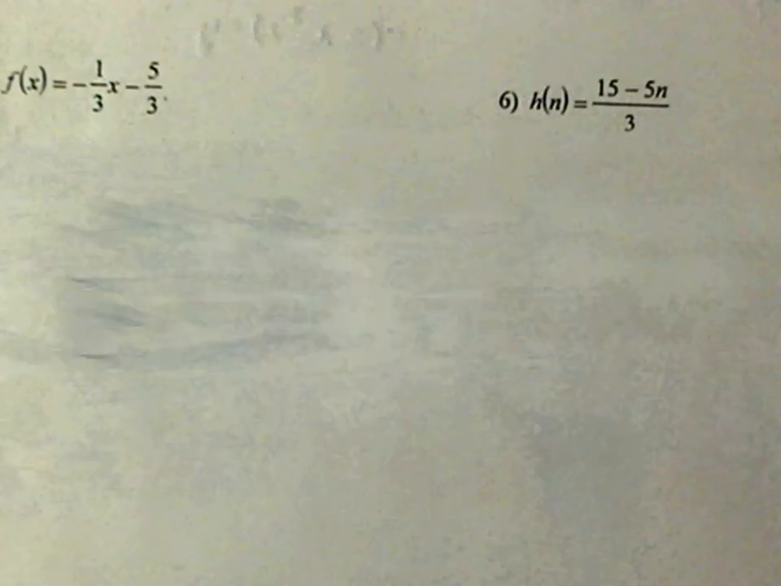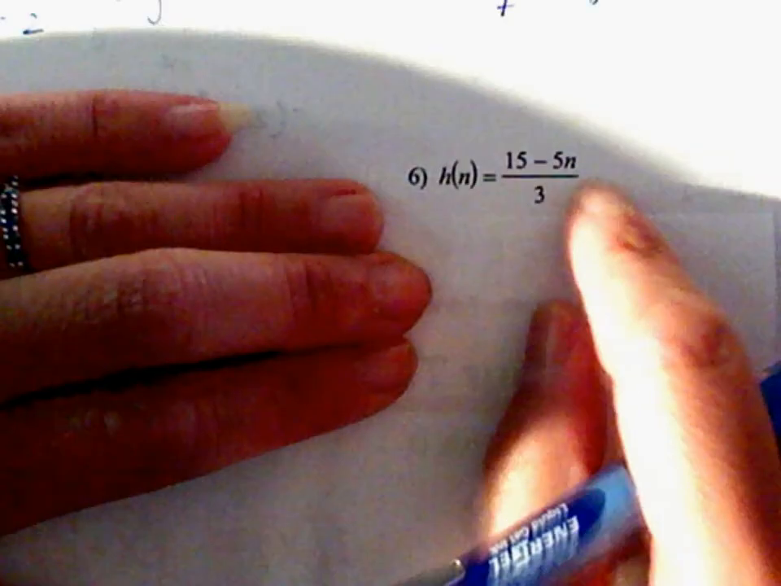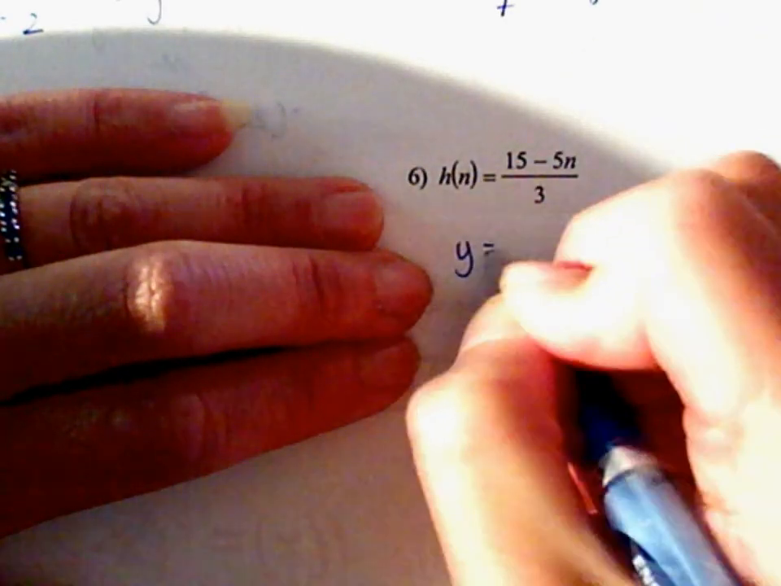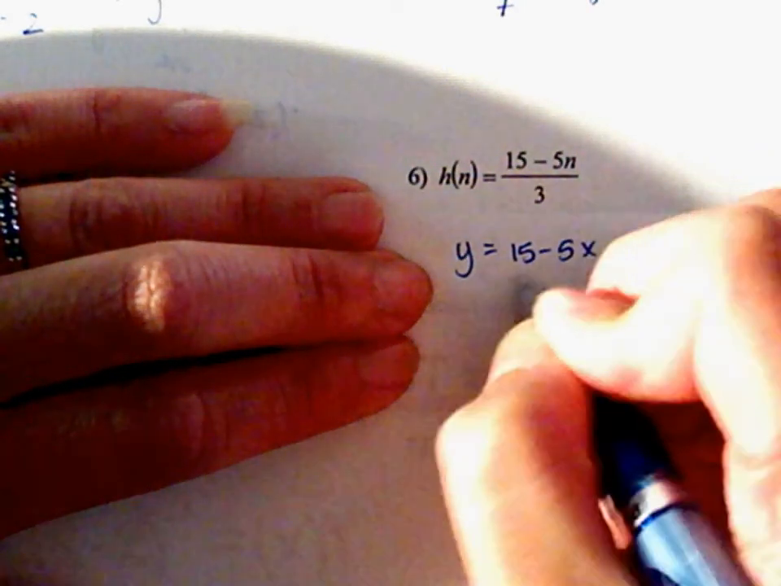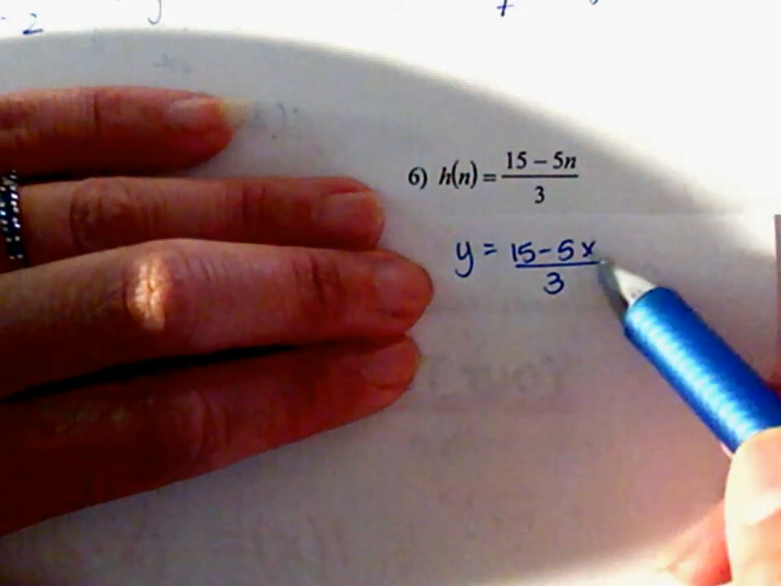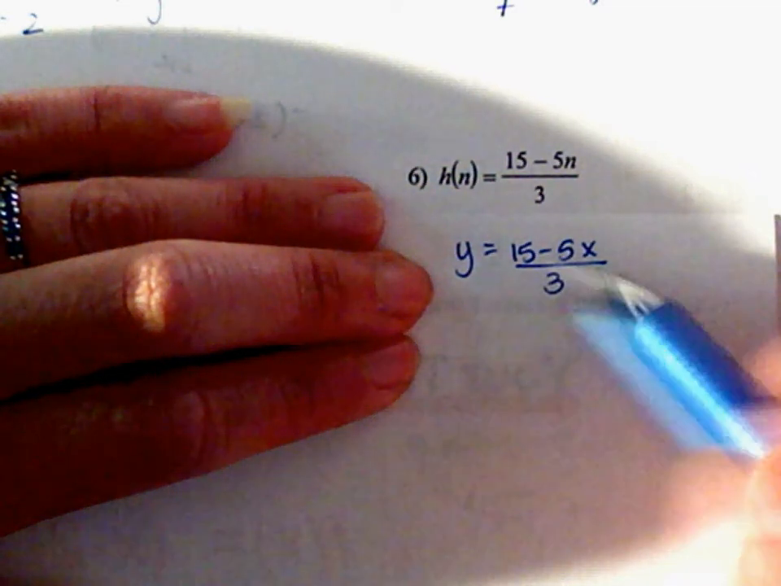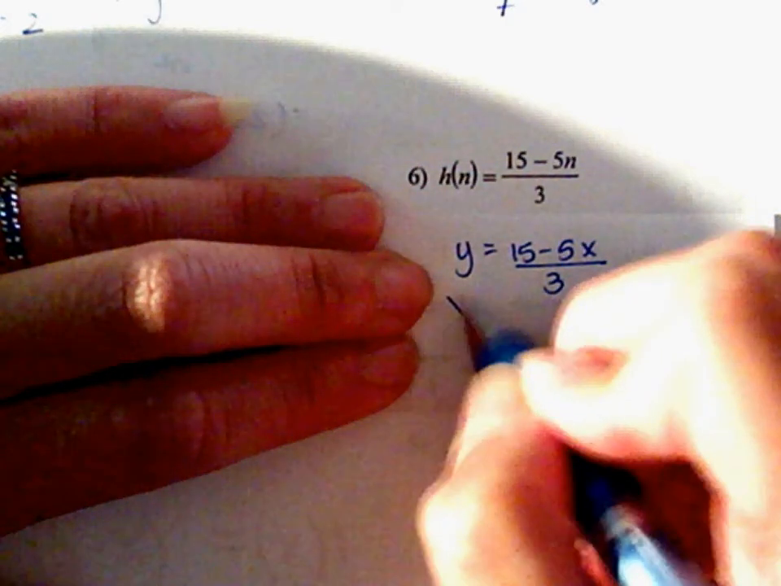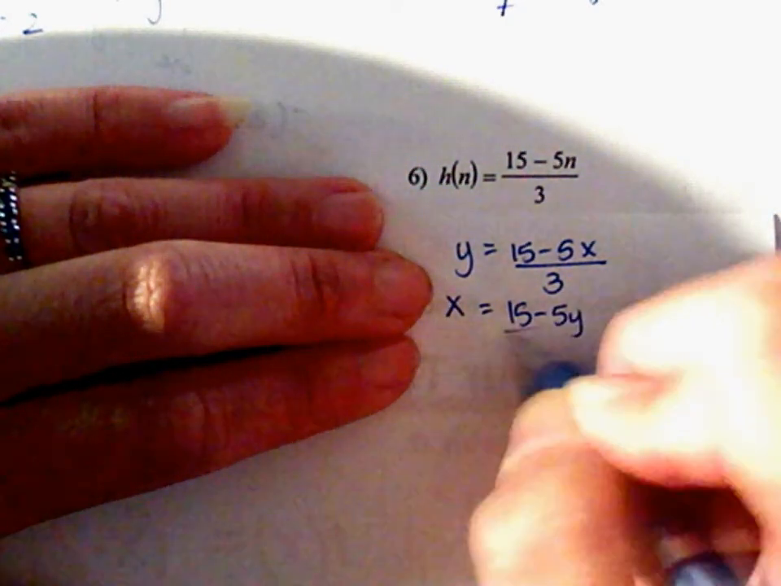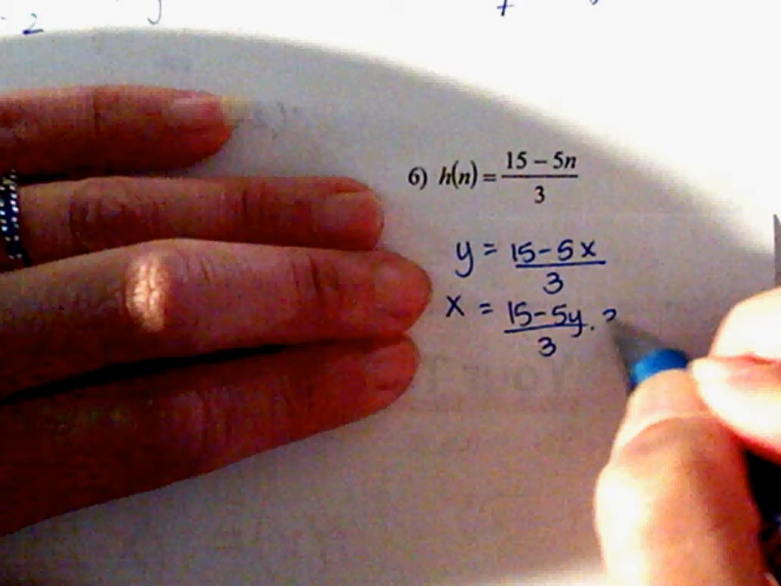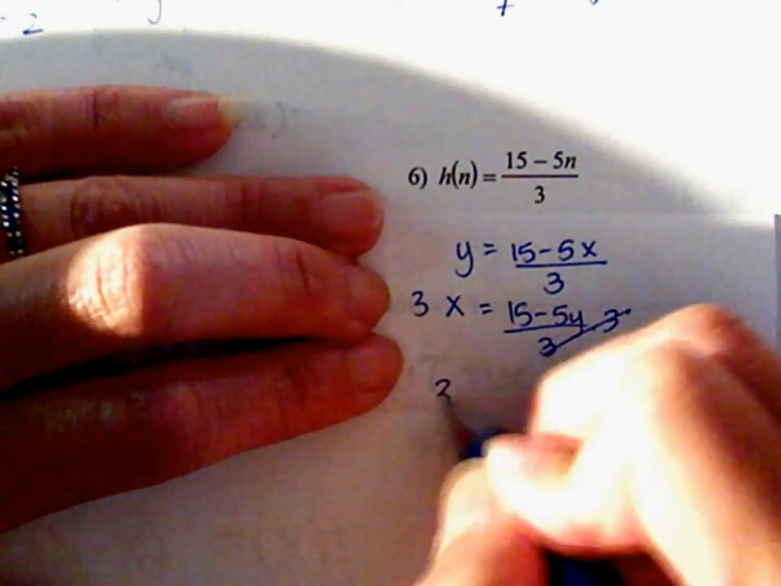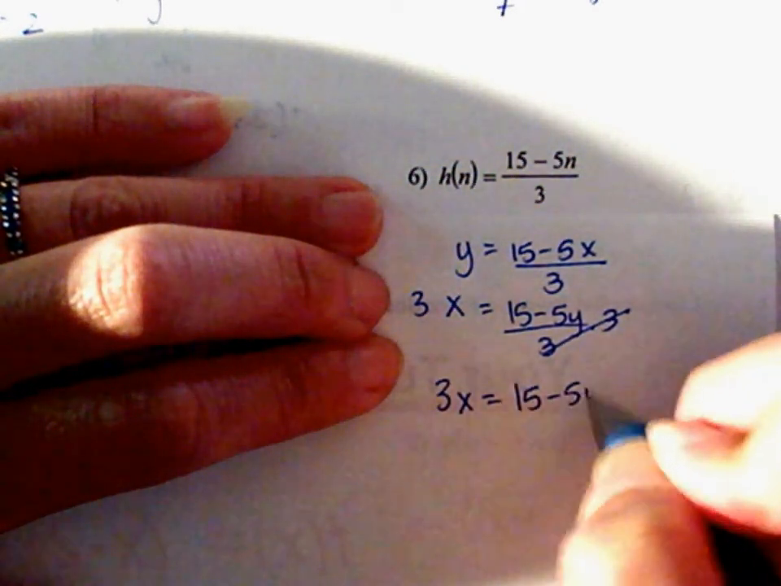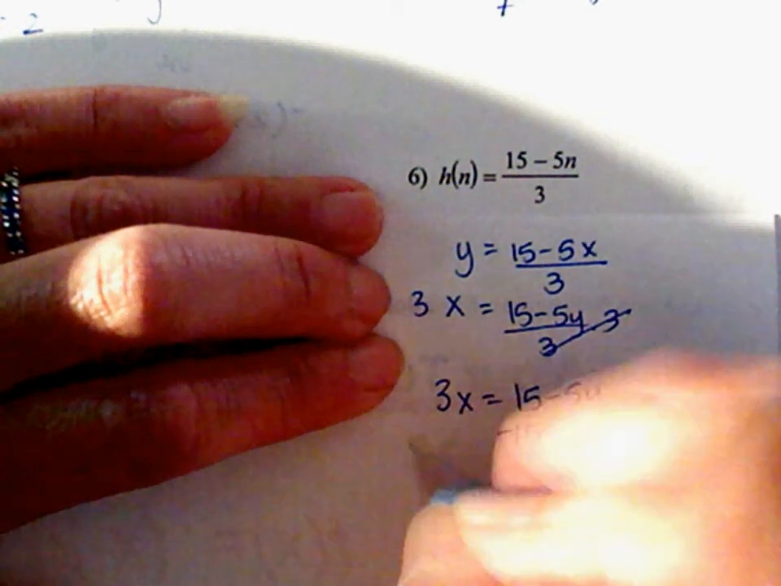Let's look at number 6. So there you have number 5. Number 6, I'm just going to get you started, and that's pretty much it. Notice they have an h of n and an n, and if that bothers you, write it as y equals 15 minus 5x over 3. You guys see how I just switched it to x and y? If that will help you, then just do it like that, okay? All right, so you're going to switch, just like that. Solve for y, times 3 on both sides, so it's 3x equals 15 minus 5y.